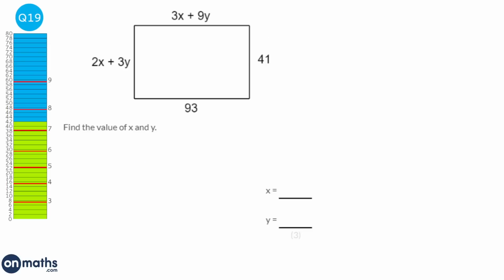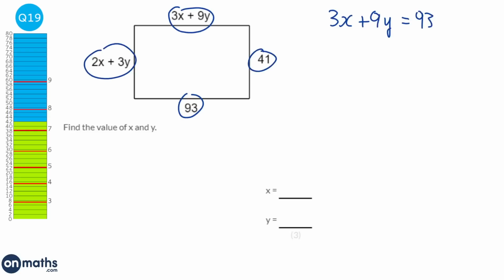Something we know about rectangles is opposite sides are equal, so these two will be equal. And these two will be equal. And you notice now that we've got simultaneous equations. So what I'm going to do is get the coefficient of the y the same. And I'm going to do that by multiplying everything in the second equation by 3.